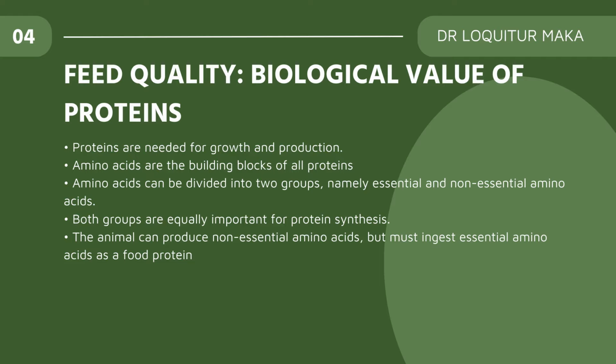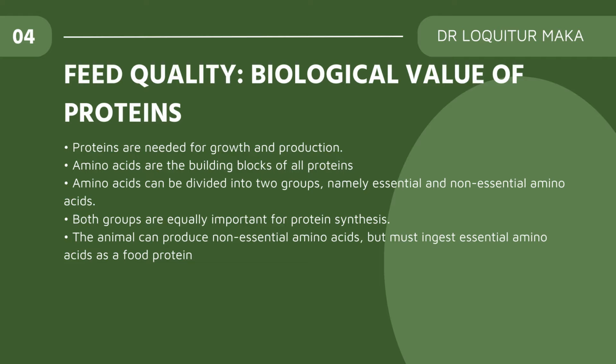Let's look at Unit 5, the quality of feeds. So we're going to start with the biological value of proteins. Now, the biological value of proteins can actually be expressed as the proportion of protein absorbed from the feed that is incorporated into the proteins of the animals. So now we know, like from basic knowledge, that the animals need proteins for growth, and they also need proteins for production, right?